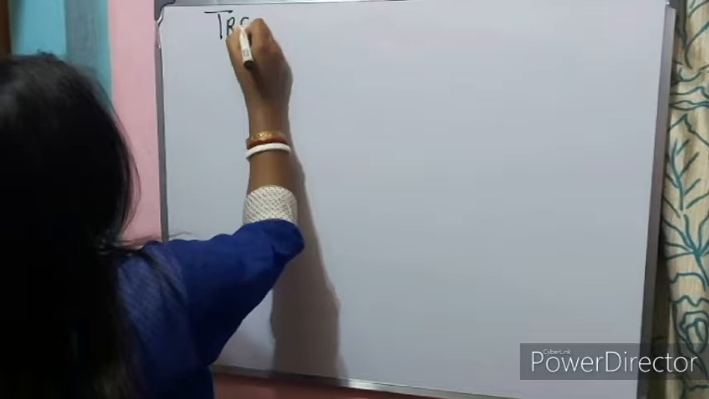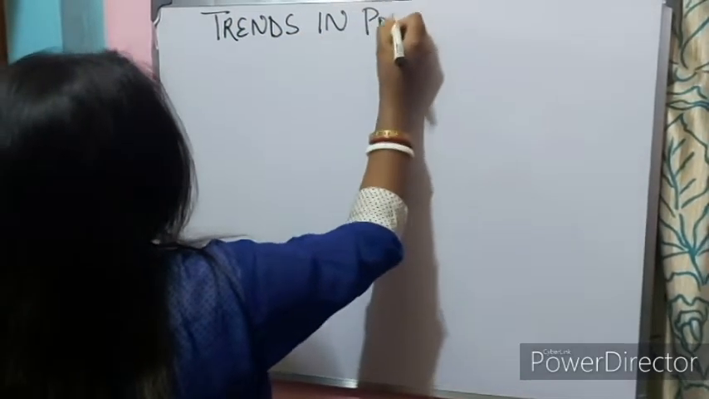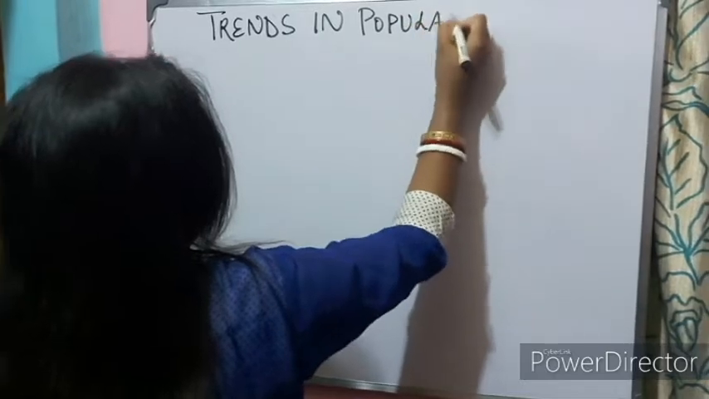In the last video, we tried to understand the growth of population and the terms related to growth of population, like natural increase of population, positive growth of population, negative growth of population, and also we understood what the components are which are leading to change in population. Now let us understand the trend in population growth. So today's topic is trends in population growth.